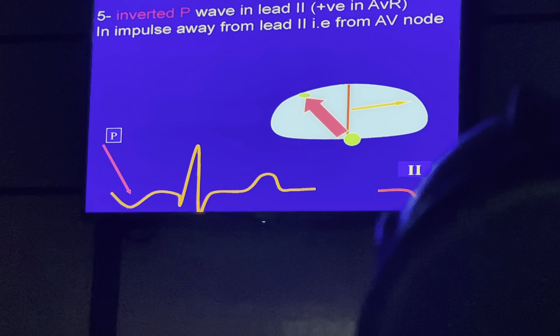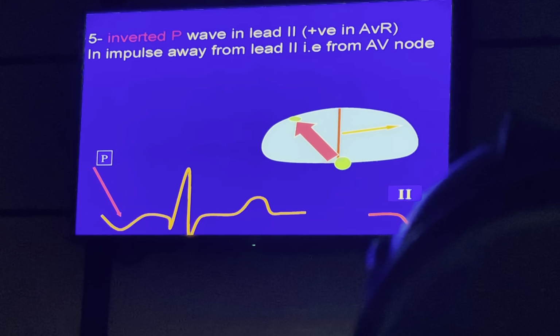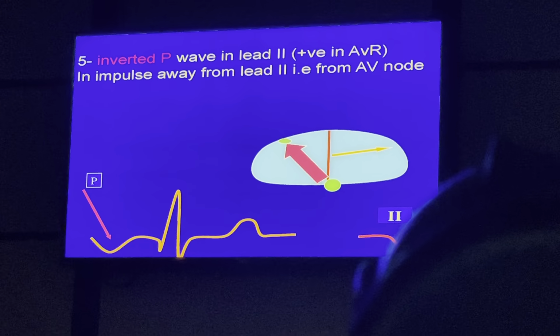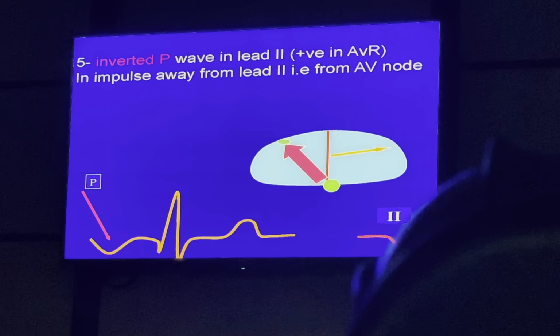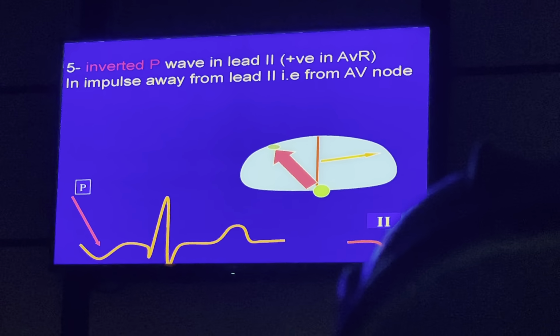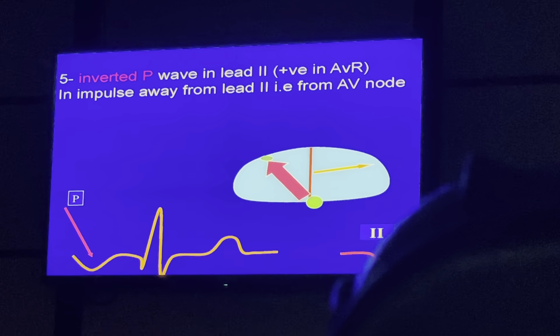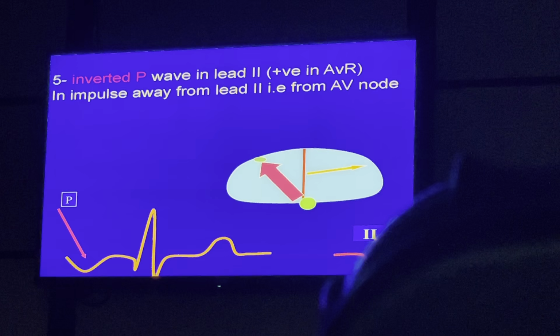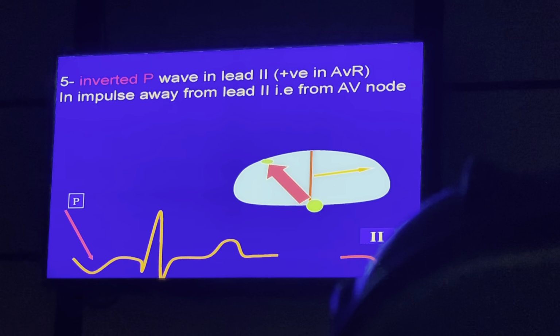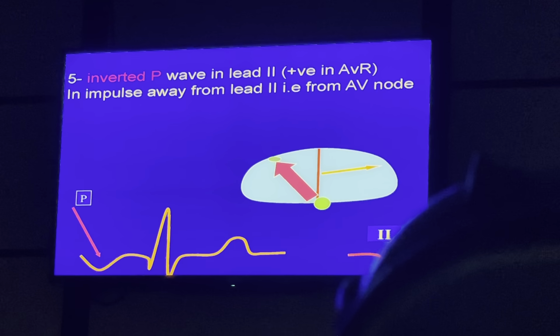One thing which is important to tell here is whenever you want to see P mitrale or P pulmonale, it comes from the sinus node. So if it is coming from somewhere else in the atrium, you won't comment on it as P mitrale or P pulmonale. Next.